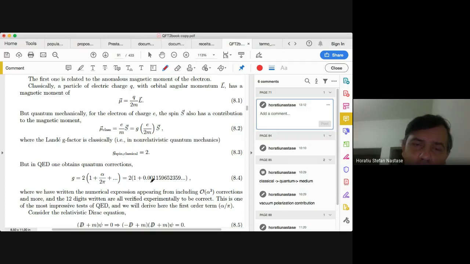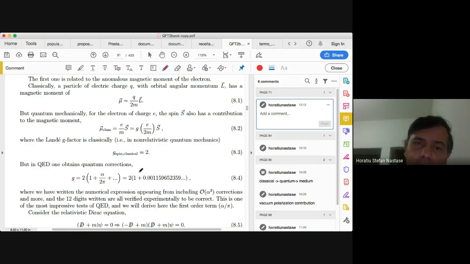And so this is a very, very impressive observation. So first of all, experimentally to measure this, it's complicated, but much more importantly, the fact that the theory of QED is able to reproduce all of these 12 digits.